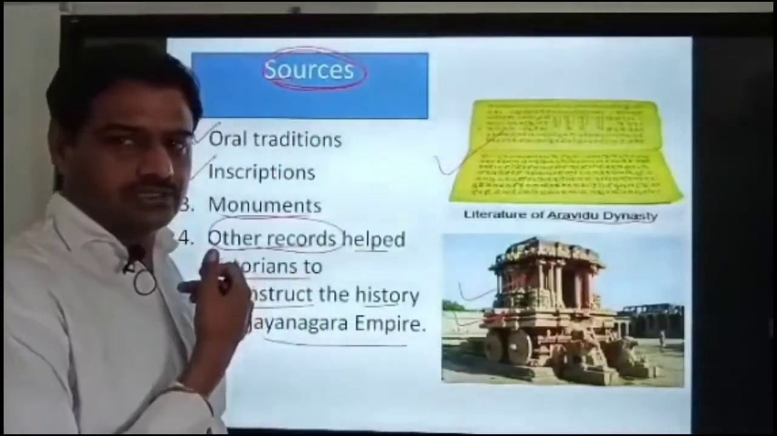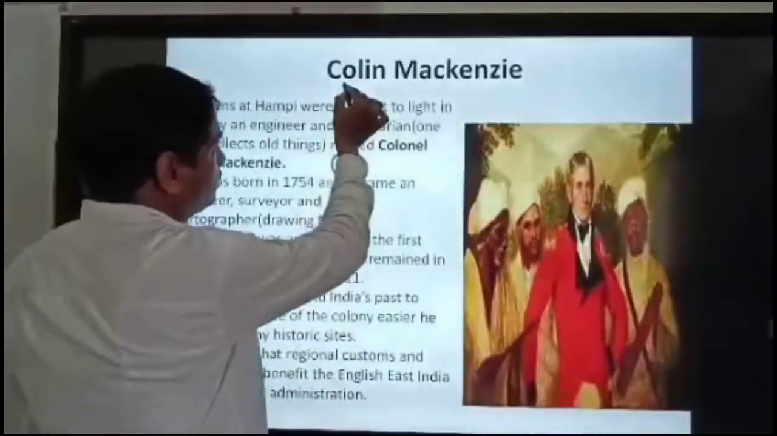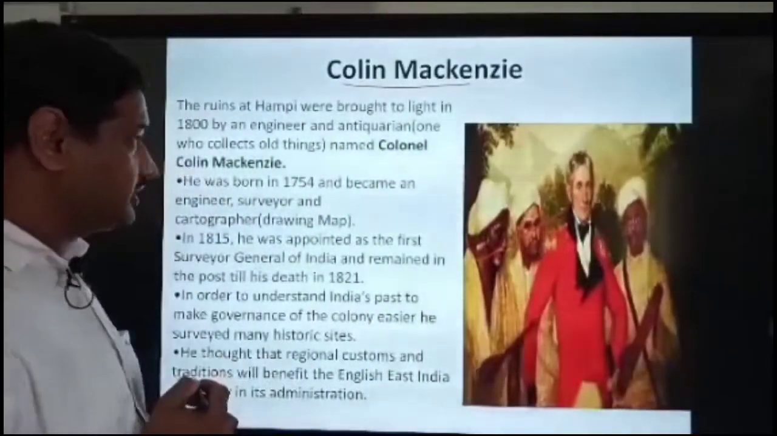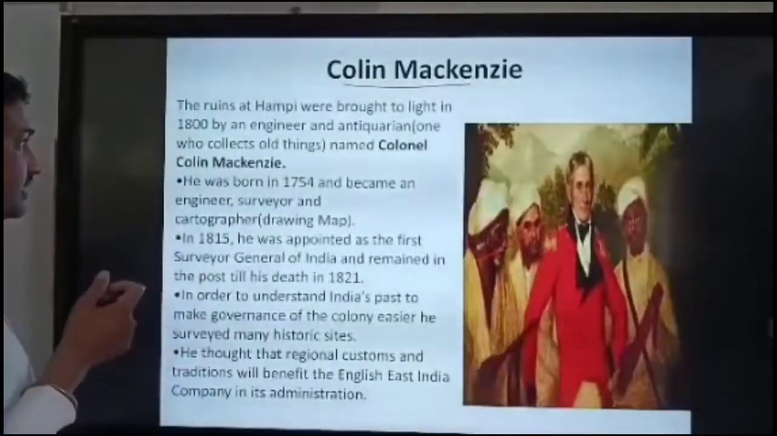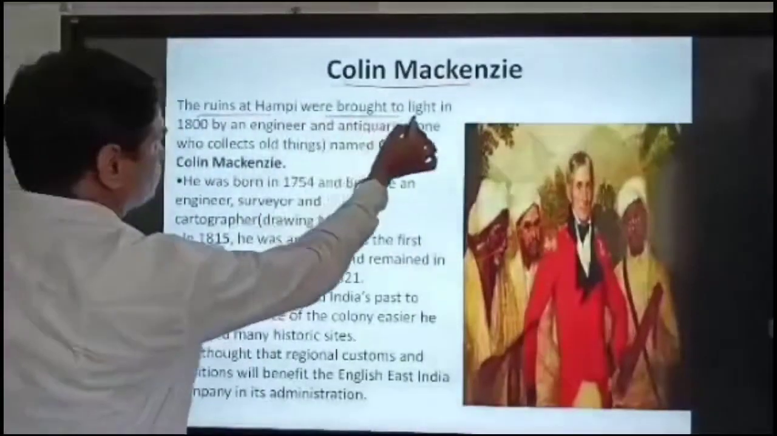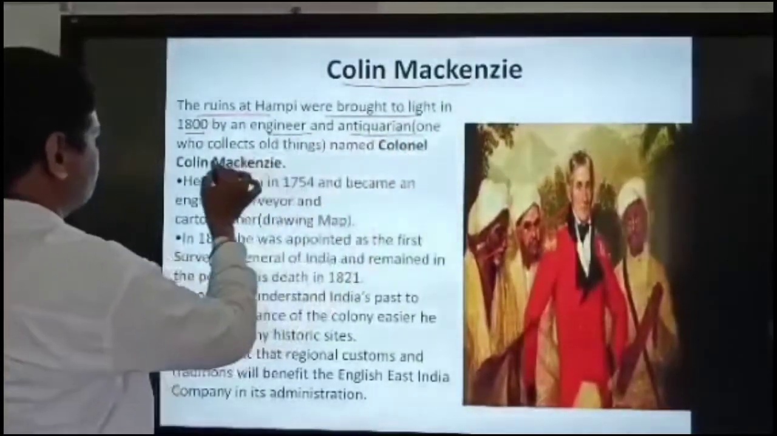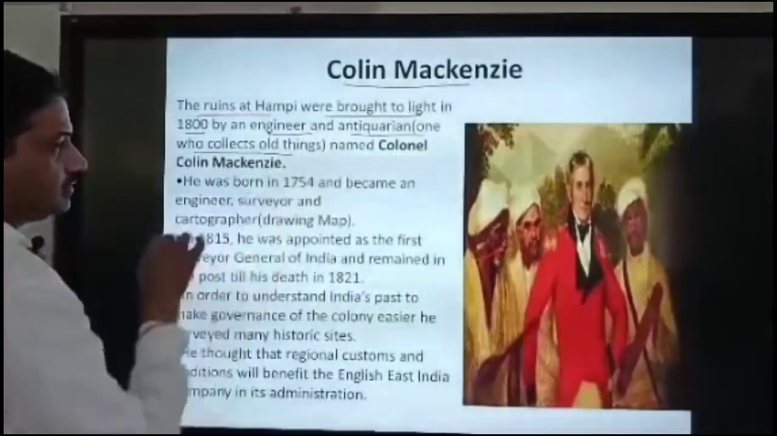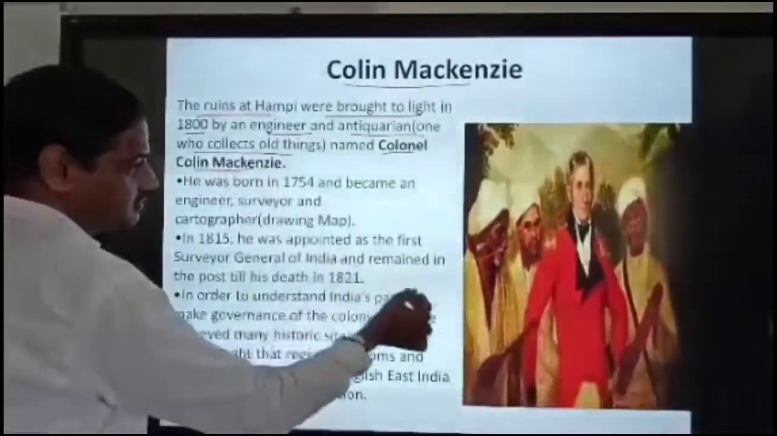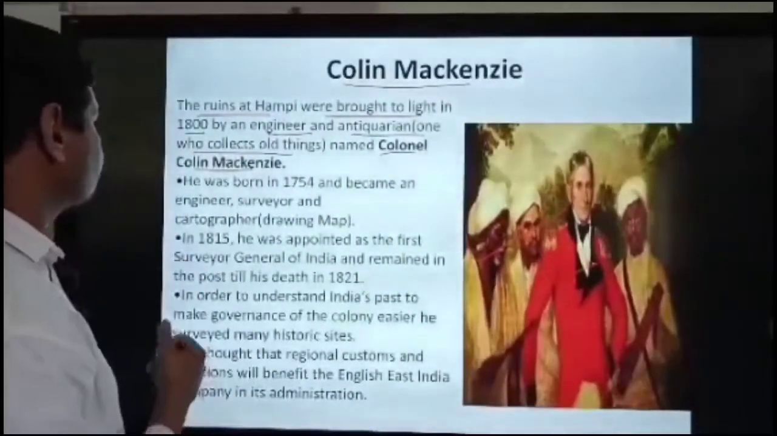Now here it is about Colin McKenzie. You can see from the image, this is the painting of Colin McKenzie, who discovered this Vijayanagara empire. The ruins of Hampi were brought to light in 1800 by an engineer and antiquarian, one who collects old things. Antiquarian means one who collects old things and old remains, and his name was Colonel Colin McKenzie. So this is Colonel Colin McKenzie, a Britisher who discovered this great kingdom in 1800.